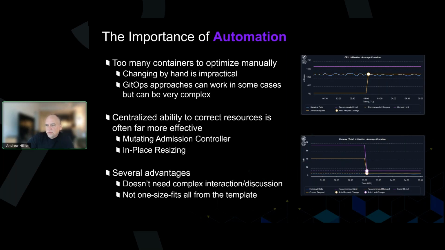The top one is an example of a CPU utilization chart, as the blue, with the requests being brought up to a higher level because it was too low. And the bottom one is an example of some memory requests and limit being brought down. And I'll go into a little more detail in a second on that.